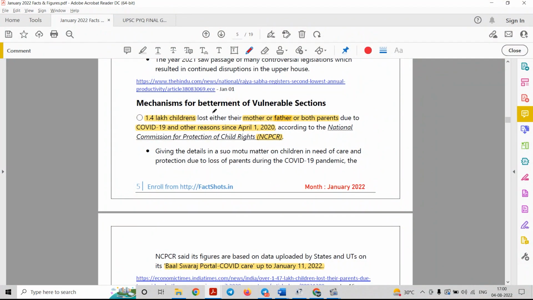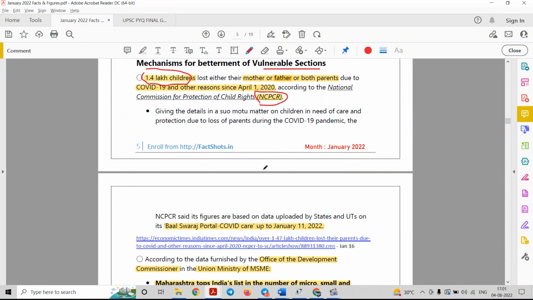the mechanism for betterment of vulnerable sections. We know that during the COVID period many people died because of the infections and because of the lack of sufficient treatment. Many children in India lost either a single parent or both parents because of COVID-19, and there are around 1.4 lakh children who suffer this problem. The data is shared by NCPCR, that is the National Commission for Protection of Child Rights.